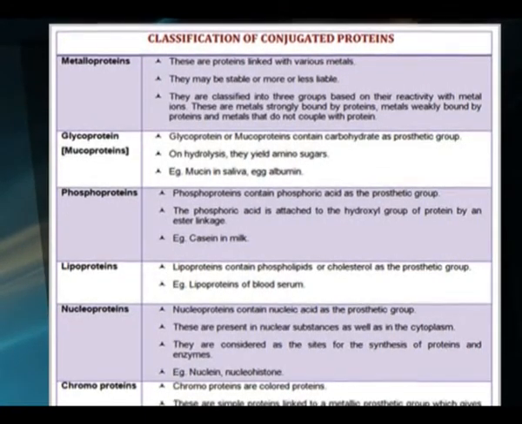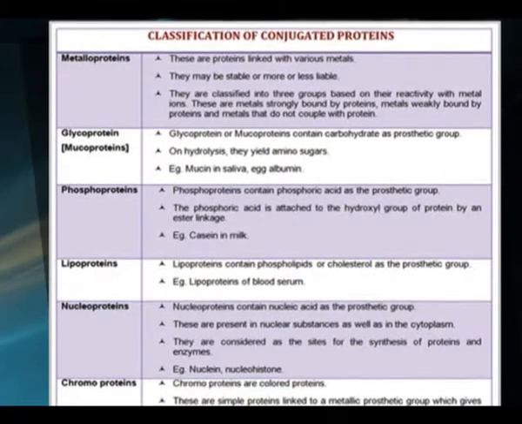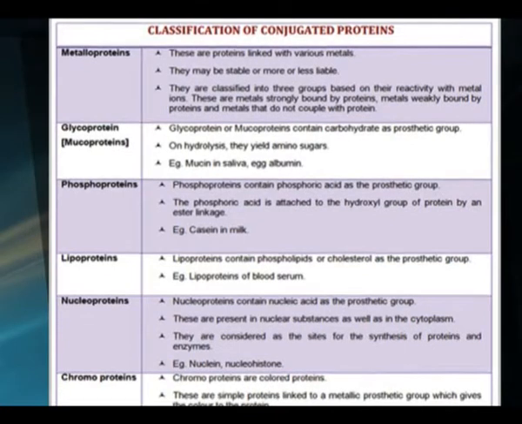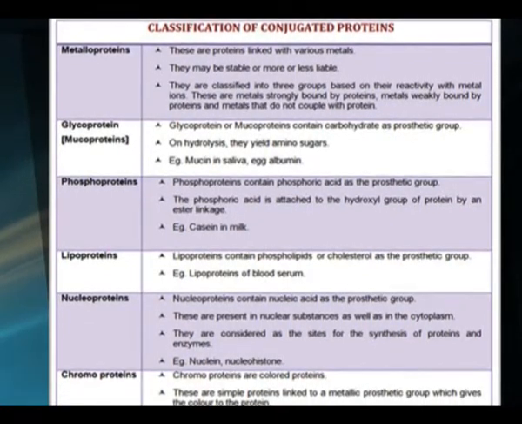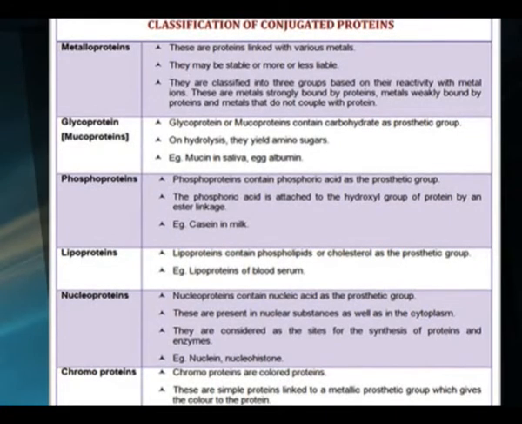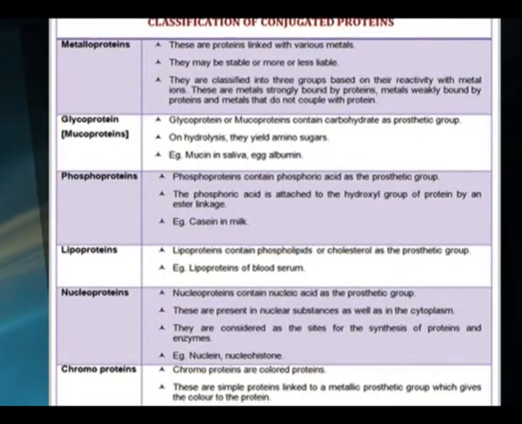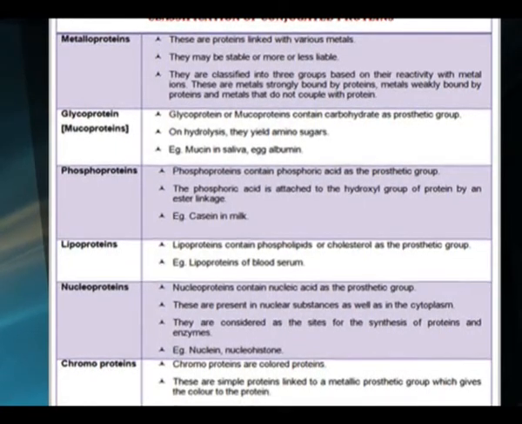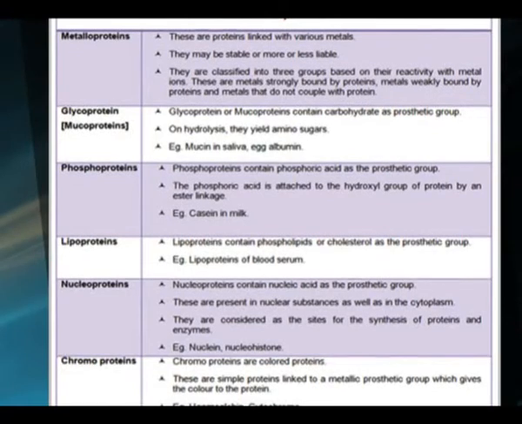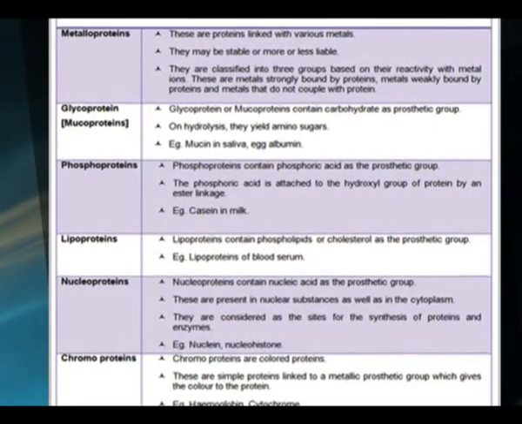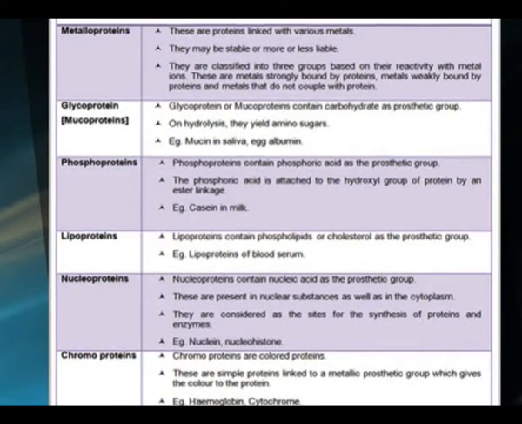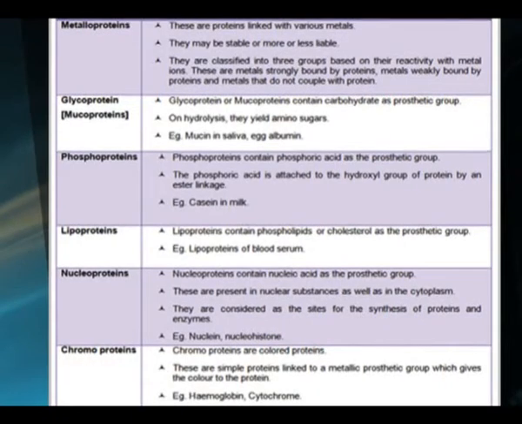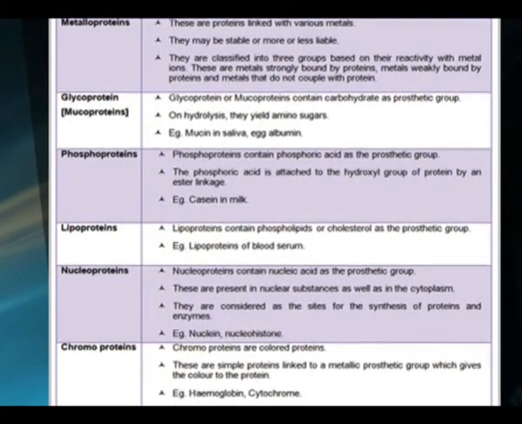Glycoproteins or mucoproteins. They contain carbohydrate as prosthetic group. On hydrolysis, they yield amino sugars, example mucin in saliva and egg albumin. Phosphoproteins, they contain phosphoric acid as the prosthetic group. The phosphoric acid is attached to the hydroxyl group of protein by an ester linkage, example casein in milk. Lipoproteins, they contain phospholipids or cholesterol as the prosthetic group, example lipoproteins of blood serum.